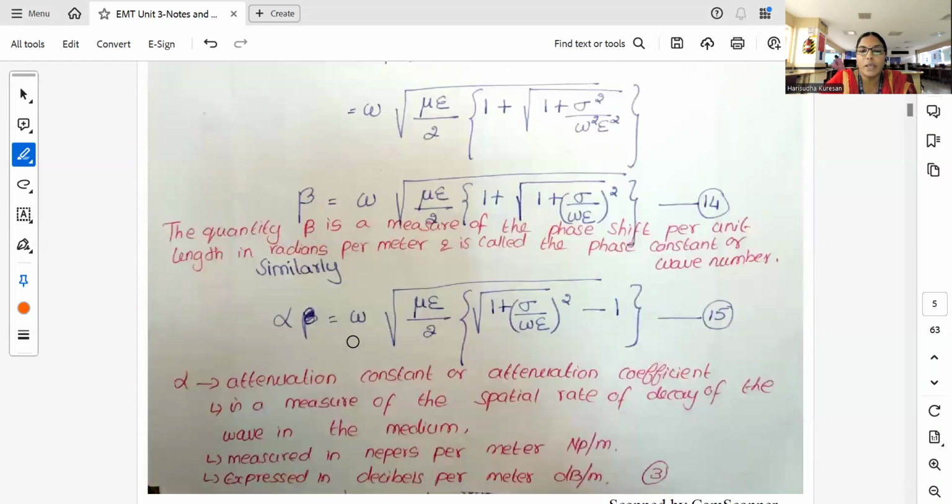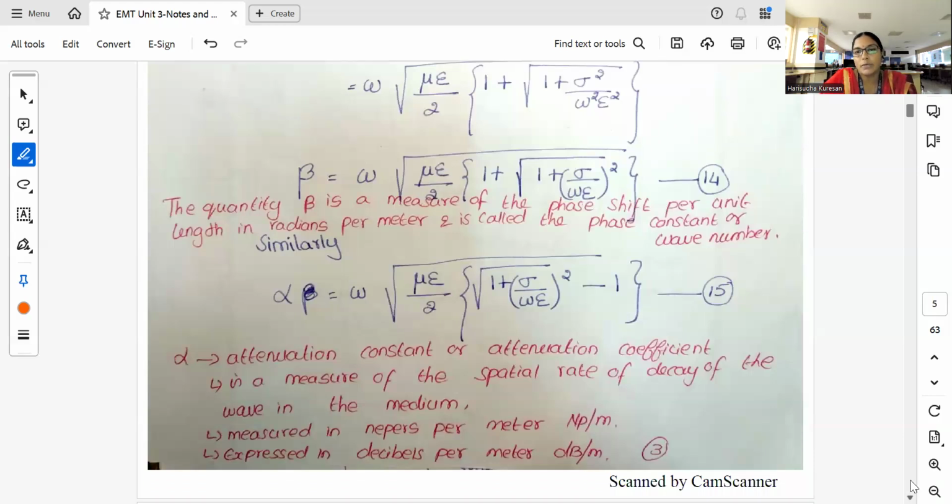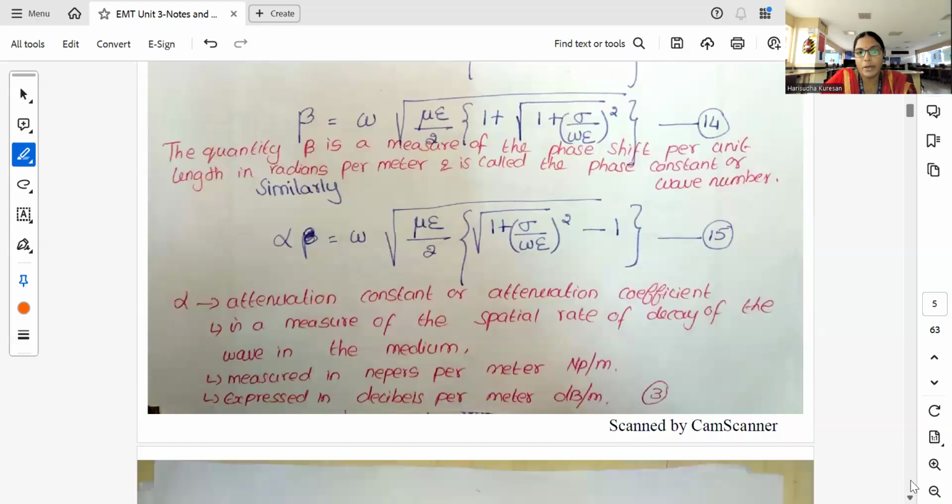So your alpha will be equal to omega square root of mu epsilon divided by 2, into the square root of the square root of 1 plus sigma divided by omega epsilon the whole square, minus 1. So you can just view what is the difference between the alpha and the beta. Only this term will be shuffled and the plus and minus sign will be changed. So as beta is called the phase constant or the wave number, your alpha is called the attenuation constant or attenuation coefficient.